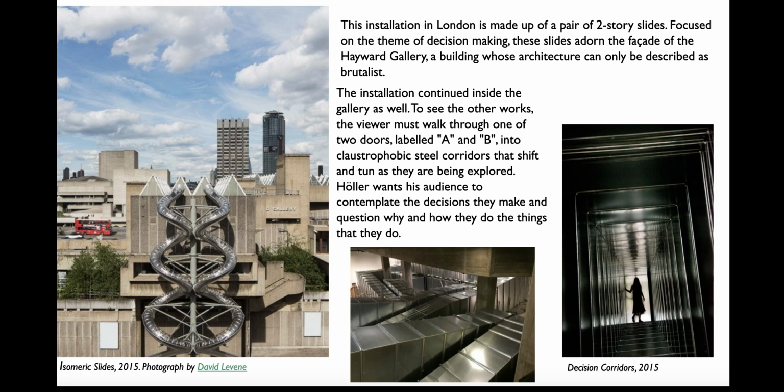This first installation we're going to be looking at took place in London at the Hayward Gallery. We're going to be looking at two components of it, though there were many more. On the facade of the building on the outside, there are these two slides called the isomeric slides, wherein the viewer chooses one of the two slides. They slide down, and there's a plexiglass cover. So as you slide down, you get this beautiful view of the London cityscape.